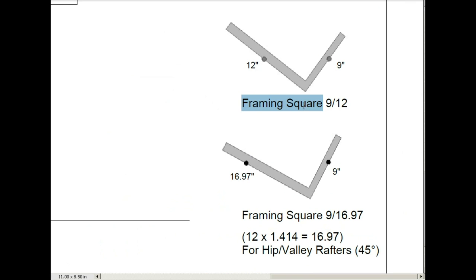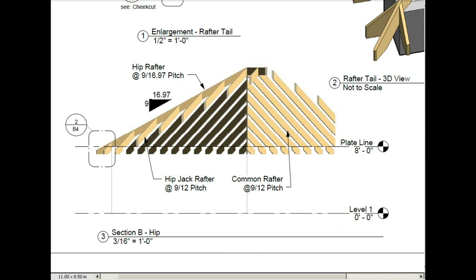When we're setting our framing square, we also want to use the multiplier. The framing square for the common rafter was at 9 over 12. The framing square for the hip rafter will be set at 9 over 16.97. So we need to factor in the 45 degree multiplier, 12 times 1.414, and we come up with 16.97. So for the hip rafters and valley rafters, set your framing square at 9 over 16.97.